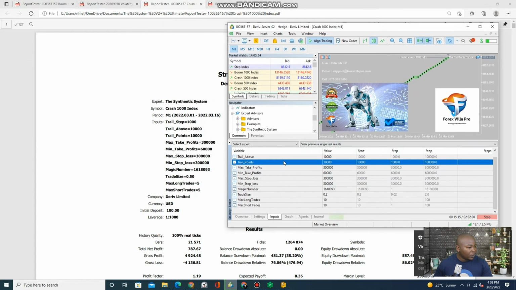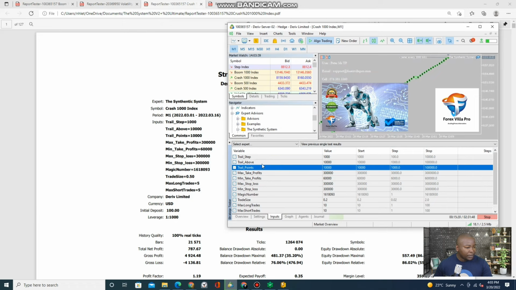So the trailing stop, we start with a trailing stop of 1,000. Where is the trailing stop? There it is. 1,000 trailing stop, trail above 10,000, and your trailing points is 10,000 as well. Your maximum profit is 300,000 there. The minimum, this is TP for that buy two that I'm telling you about. It's less. Look at the difference between the two.